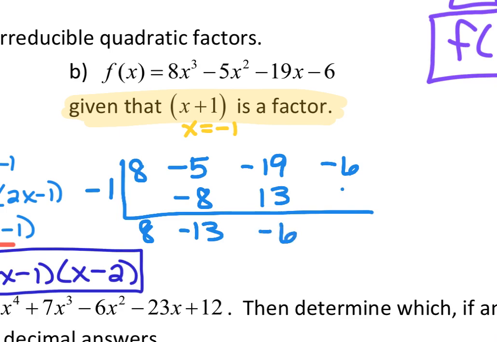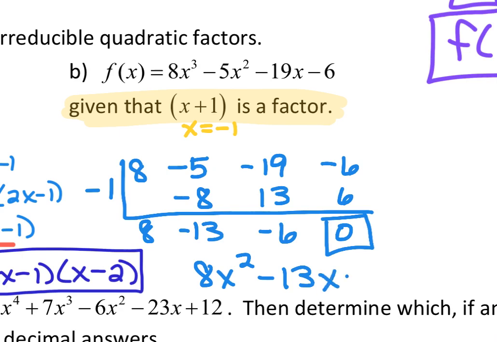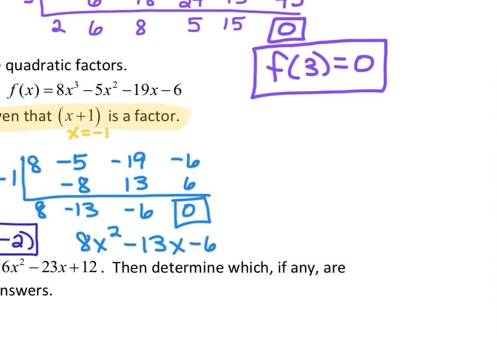Negative 6 times negative 1 is positive 6, and negative 6 and positive 6 are 0, which is what you were expecting. And so the function that you're going to factor, or the quadratic that you're going to factor, is 8x squared minus 13x minus 6. And so I'm going to factor that way over here. So I've got 8x squared minus 13x minus 6.